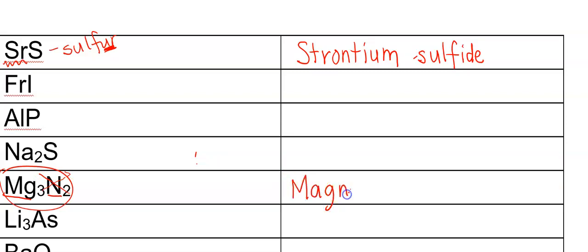So magnesium, and N stands for nitrogen, but we shorthand it, lowercase. Nitrogen has an ending of nitride. So this binary compound, ionic compound, is known as magnesium nitride. So now I want you to practice the rest of the worksheet and check your answers with the key.